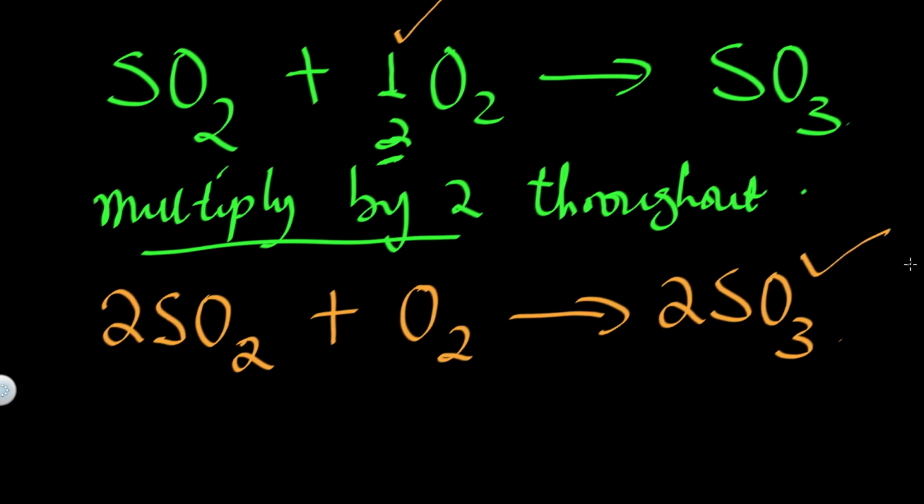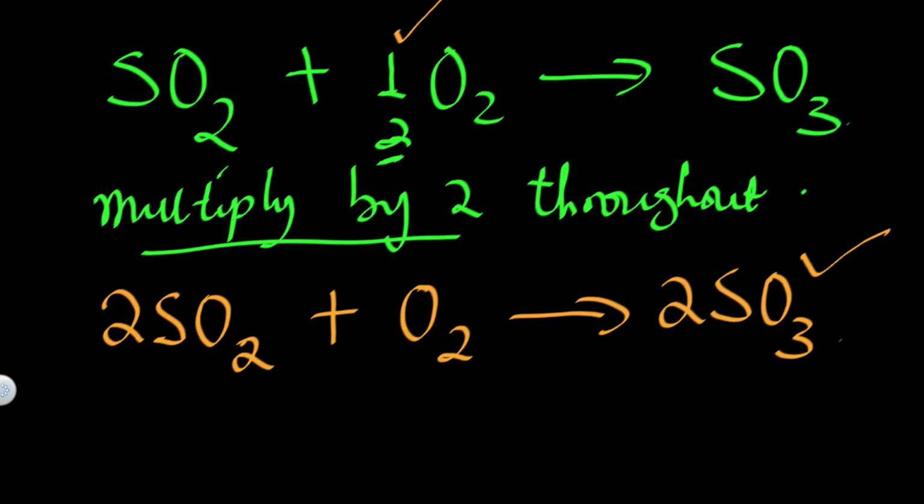So this is a balanced chemical equation of the contact process, or the production of sulfuric acid. This is the chemical reaction. I have here, look, on the left hand side, 2 sulfur, and I have 2 sulfur atoms on the right hand side. On the left hand side, I have 6 oxygen atoms, and on the right hand side, I also got 6 oxygen atoms. It is balanced. This is how you balance this equation.